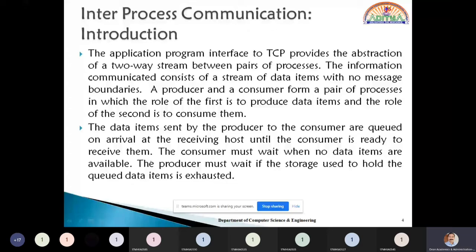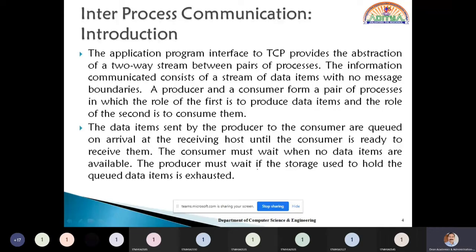In the same way, the producer must wait if the storage used to hold the queued data is exhausted. That means I'm placing a stream of data on the queue. If the queue is full, the producer has to wait, so I can't pass any more messages because the queue is full. Once the queue is transferred to the consumer, then the queue will be empty, or empty spaces will be there in the queue, so that I can send another block of data through that particular queue.